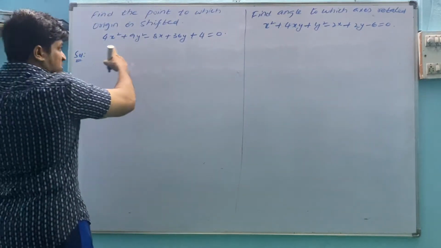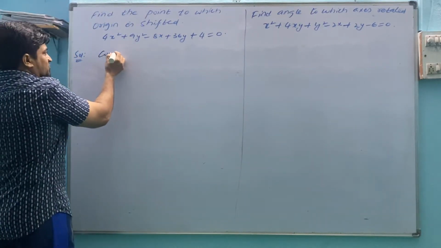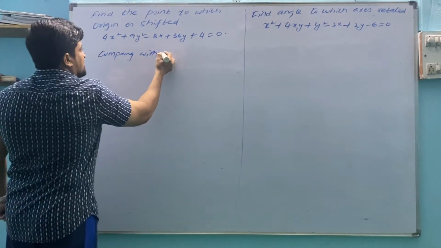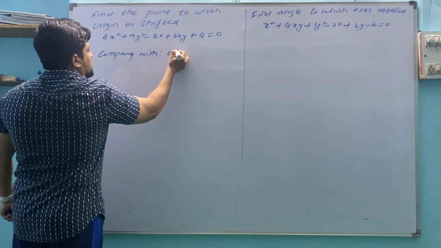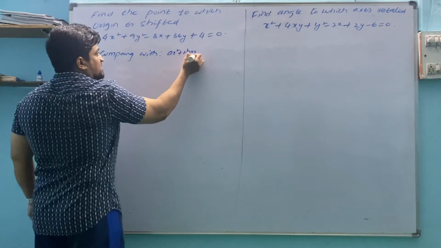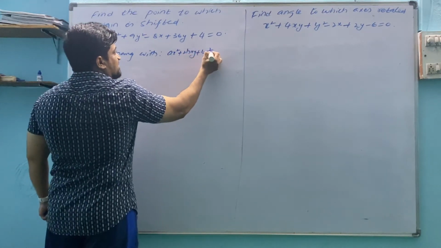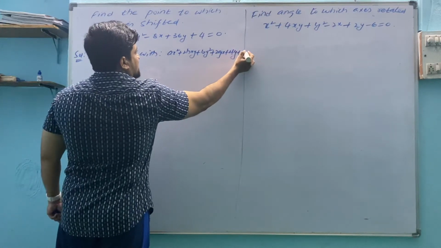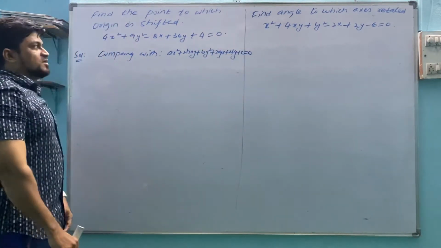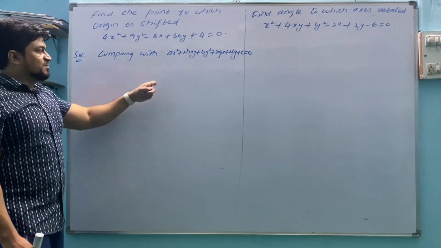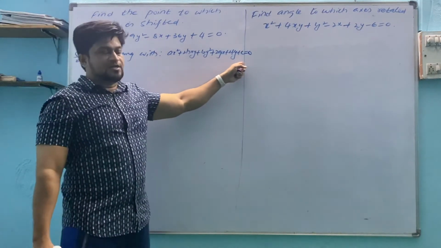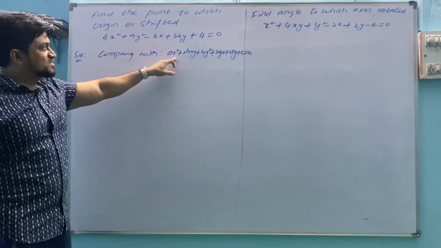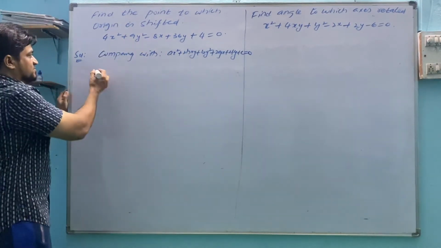When this question is given to you, you should write comparing with ax square plus 2hxy plus by square plus 2gx plus 2fy plus c equal to 0. So, comparing with this equation, you have to remember it by heart. Now, x square term and x square term, cancel those x squares, a is equal to 4.